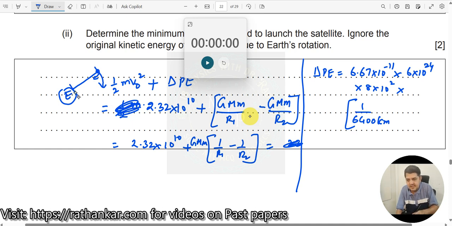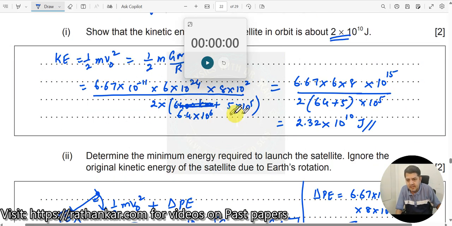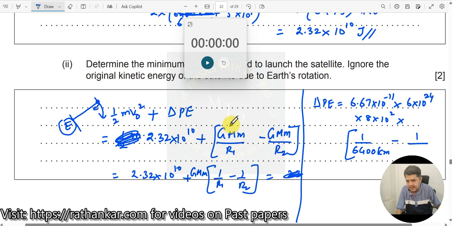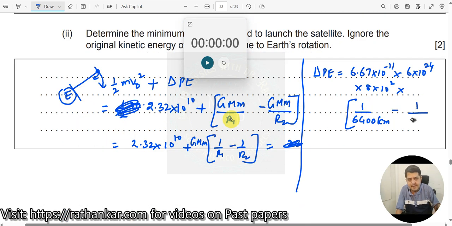The potential energy here was some value, right? And this is the next potential energy, initial, final here, minus 1 by, what is this height? What is this height here? We got something here, 5 into 10 power 5, which is nothing but 500 kilometers, which would be 6,900 kilometers, right? When I do this, now what is it I get?